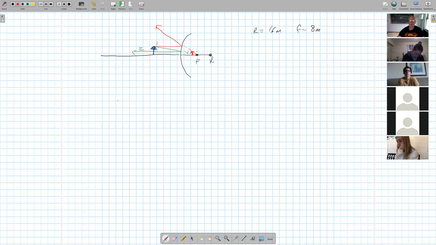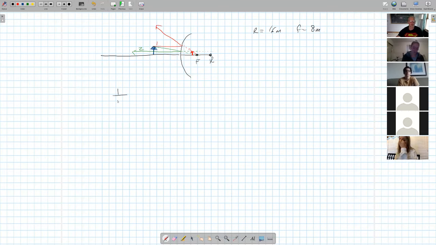So here we can see that this is going to be virtual, which means that the image distance should be negative. It should be upright, which means magnification should be positive, and it should be smaller than the actual object itself, which means that our magnification should be less than one. So this is what we should get when we do our math. So let's do our math.